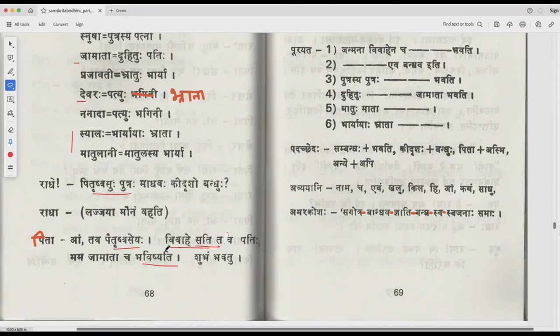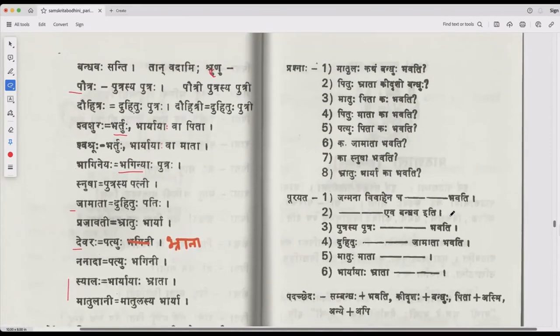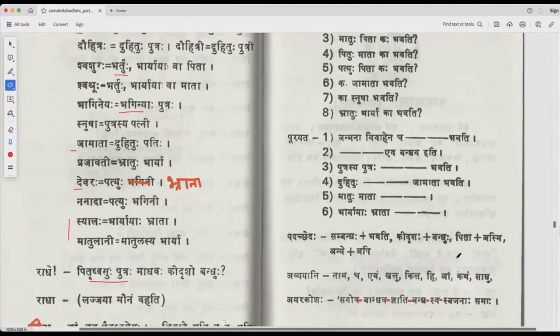So I could have said, vivaha paryantam tava patihi mama jamata cha bhavishyati. Paryantam means until the marriage. After the marriage, you have to say vivaha anantaram. Mama jamata cha bhavishyati, he will also become my son-in-law. Shubham bhavatu. This is, let there be shubham, prosperity. Again, these lessons, this thing is fine.